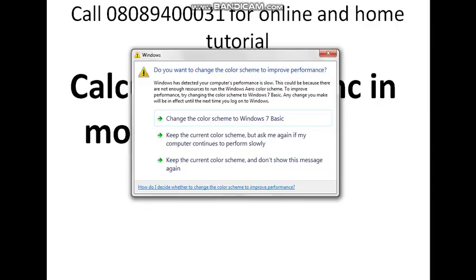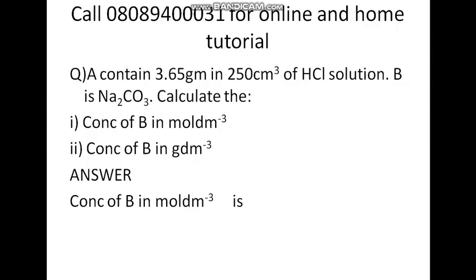I want you to also note that molar mass is always calculated for 1 mole of acid or base, irrespective of the number of moles of the acid or base in the stoichiometric equation. On the tutorial board is the question on concentration in mole per dm cube and concentration in gram per dm cube. A contains 3.65 gram in 250 cm cube of HCl solution.